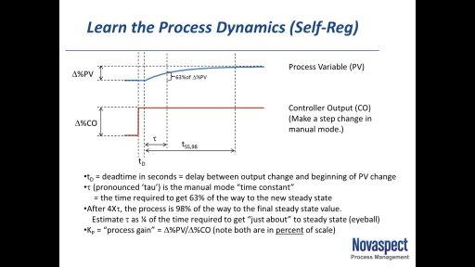The third variable I care about is how much does my process change in response to my output change. That's something I call process gain. For this much output change, I got this much PV change. If I divide my percent PV change by percent output change, that is my process gain. So let's step to our Delta V simulator and look at the demonstration.